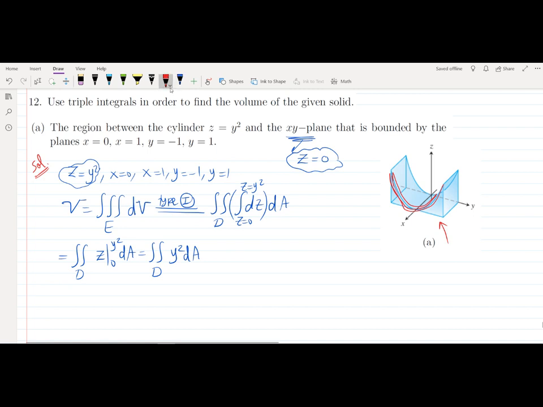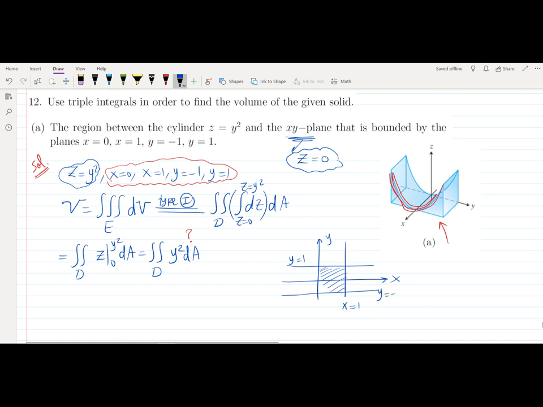And now the question is, how can we expand this dA? We can sketch on the xy plane the other equations. Here is the xy plane. x equals 0, which is the y axis, x equals 1, which is here, and y equals 1, which is here, and y equals negative 1, which is here, bounded with the y axis. So we will have this rectangle.